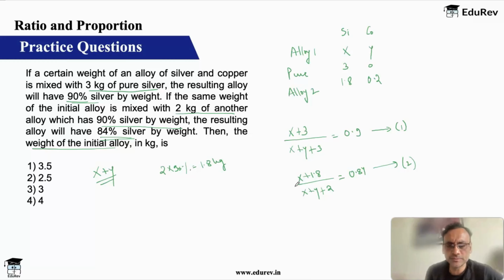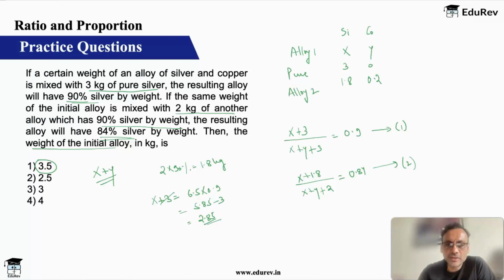Which one should we go with? Let's go with the options first and see what we get. Okay, so first option, for example, is 3.5. So if I take x plus y as 3.5, then from the first equation, I get x plus 3 is equal to 3.5 plus 3, that is 6.5 into 0.9. That will be 5.85, and then minus 3, that is 2.85 I get from here.